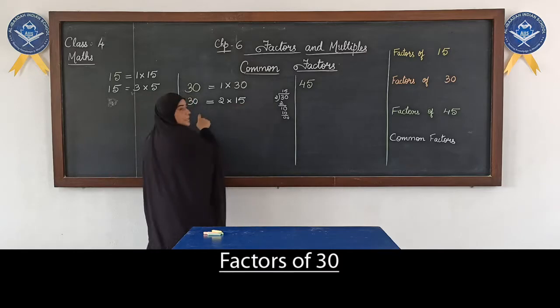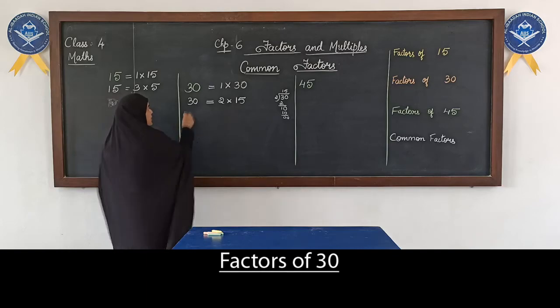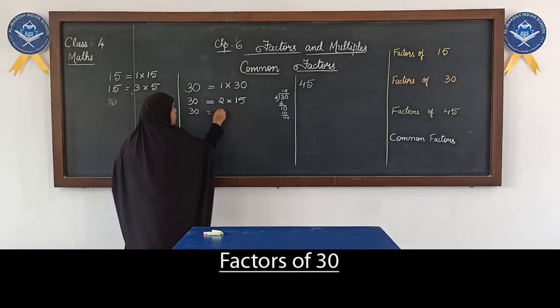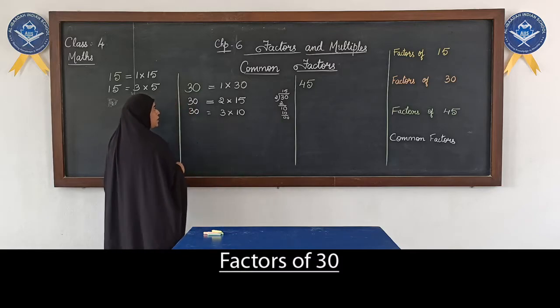So, 2 into 15 is 30. So, 2 and 15 are the factors of 30. What about 3? Yes, 3 into 10. 3 and 10 both are factors of 30.